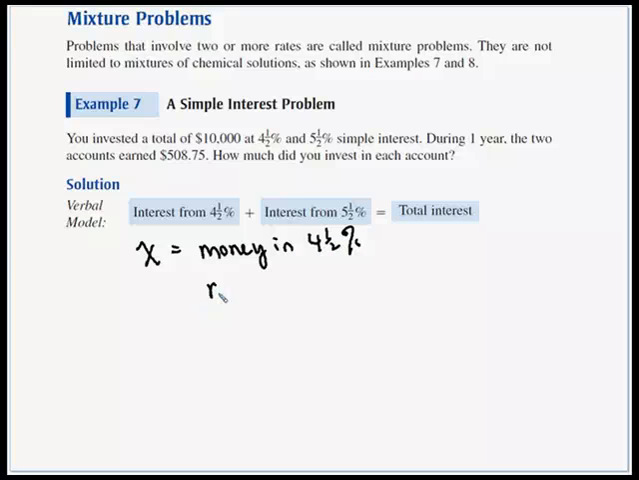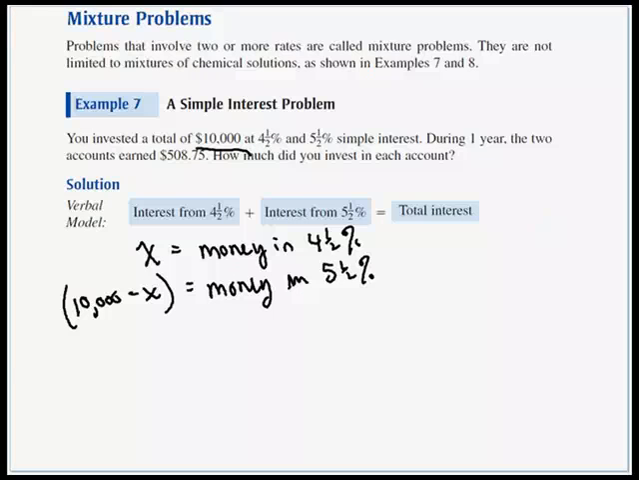So, how much money is in the other account? The money in the 5.5% account. How would we write that out? We have 10 grand total. We put x dollars into this account. How much is left for the 5.5% account? Well, if we have 10 grand total, and we already put x amount of dollars in the other account, the money left over for the 5.5% account has to be 10 grand minus whatever x is.